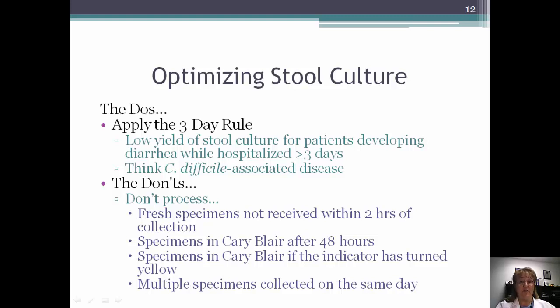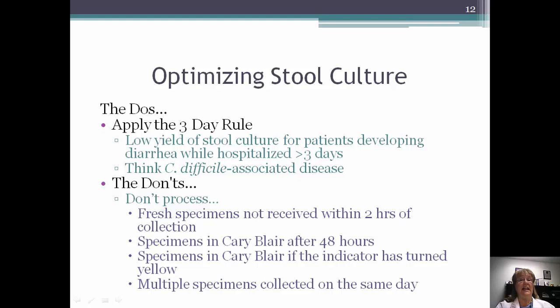Also, we can optimize stool culture by remembering the do's and the don'ts. The do's, applying the 3-day rule. Remember that there is a low yield of stool culture of isolation of enteric pathogens for patients who develop diarrhea after being in the hospital for more than 3 days. So again, you want to be thinking about something like C. difficile in those patients rather than the routine stool culture.